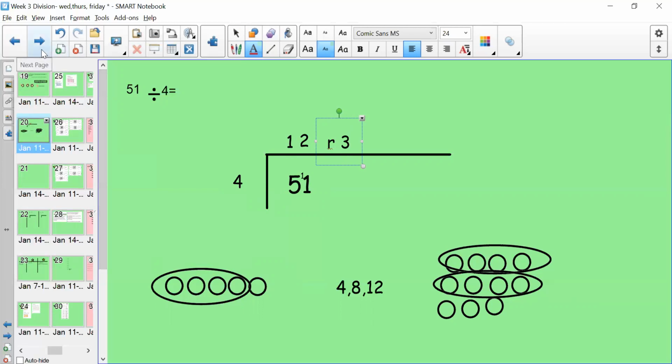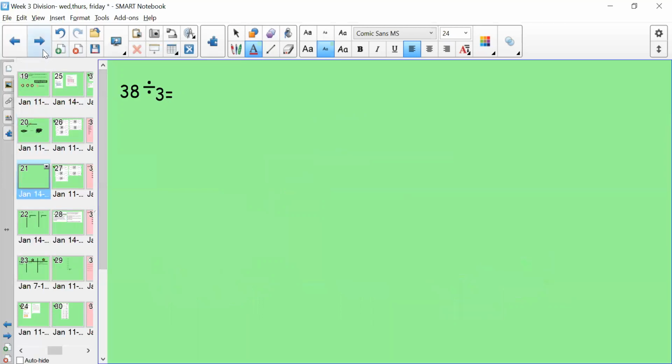Okay, so now I'd like you to have a go at the next one by yourself. So have a go at that using the bus stop method and see if it's going to need a remainder. Okay, so the first step was to put our 38 inside the bus stop and our 3 on the outside of the bus stop. Okay, so 3 going into 30 is once, because we know that 3 divided by 3 is 1. And remember, this is actually standing for the number 10, because we know it's in the tens column.